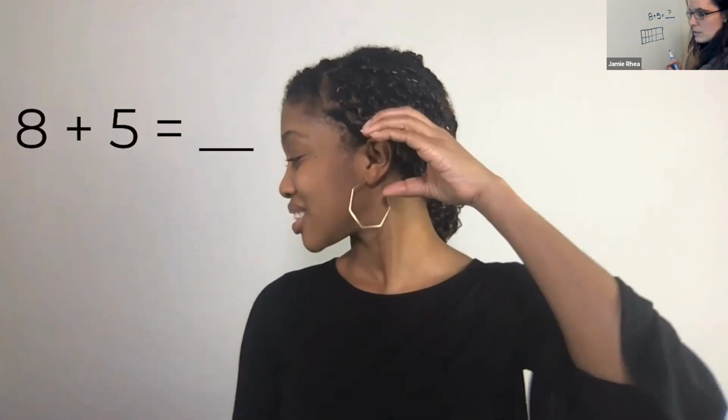Mine's a little sloppy, but that's okay. I'm gonna fill in my 8. 1, 2, 3, 4, 5, 6, 7, 8. Now I'm gonna take a totally different color and I'm gonna make my 5. 1, 2, 3, 4, and 5. Now let's look at this. What did I break my 5 into? 2 and 3, because I have 2 inside my frame and 3 outside my frame.